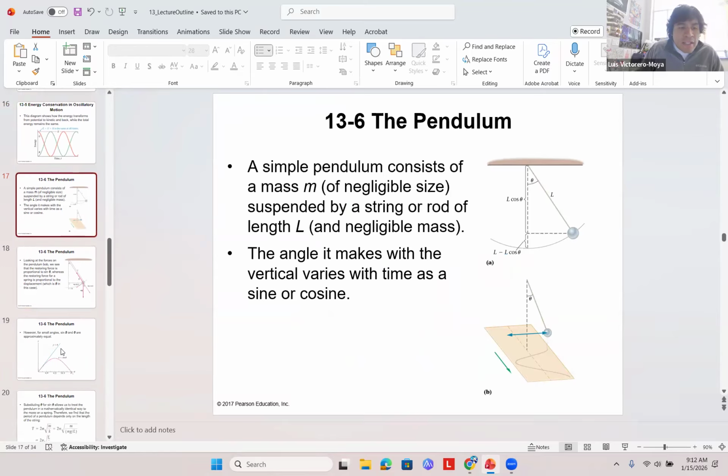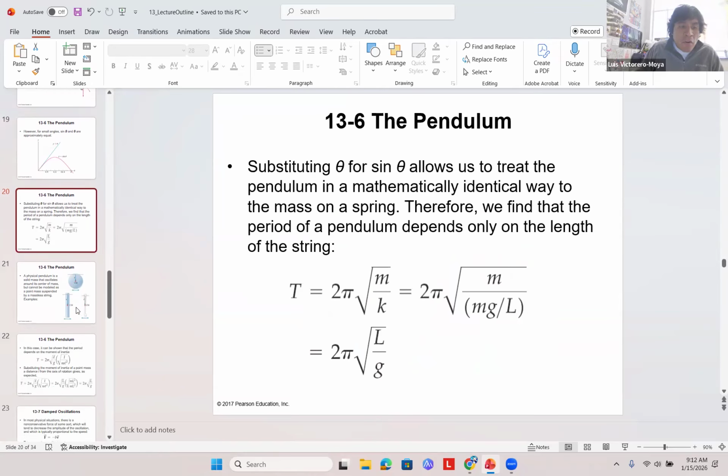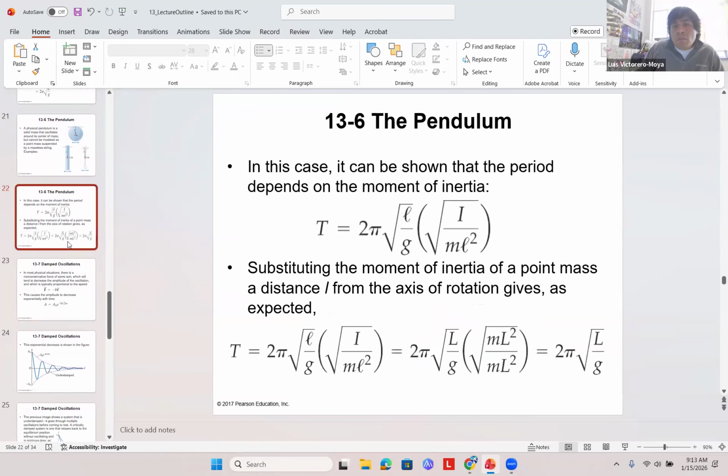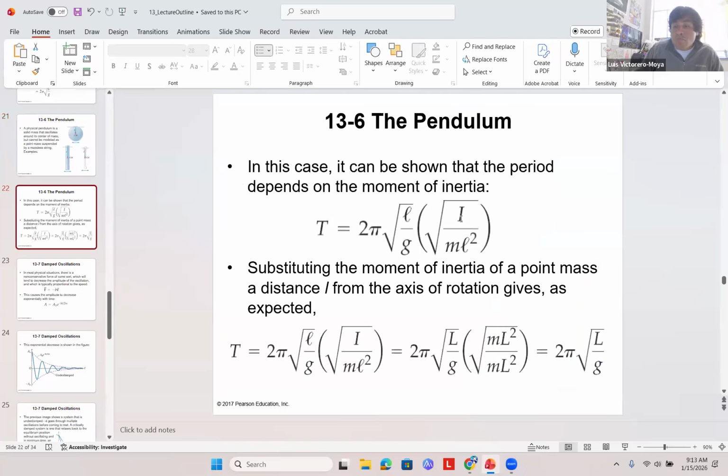Now, for applications of this, you have the simple pendulum, which you're going to see more in the problems. The main thing I want you to see in this slide is this equation for the period. And then for the physical pendulum, you can have a bar with a center of mass. The difference is that for a physical pendulum, you have to take into account the moment of inertia that you did in Physics 1 as well.